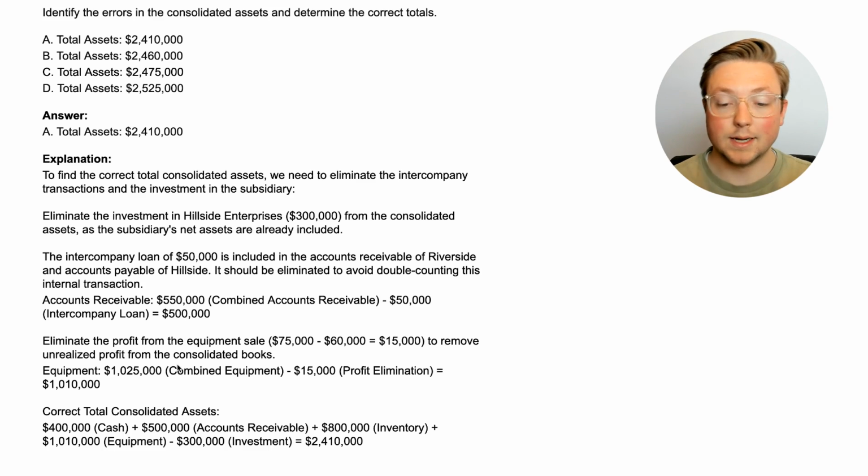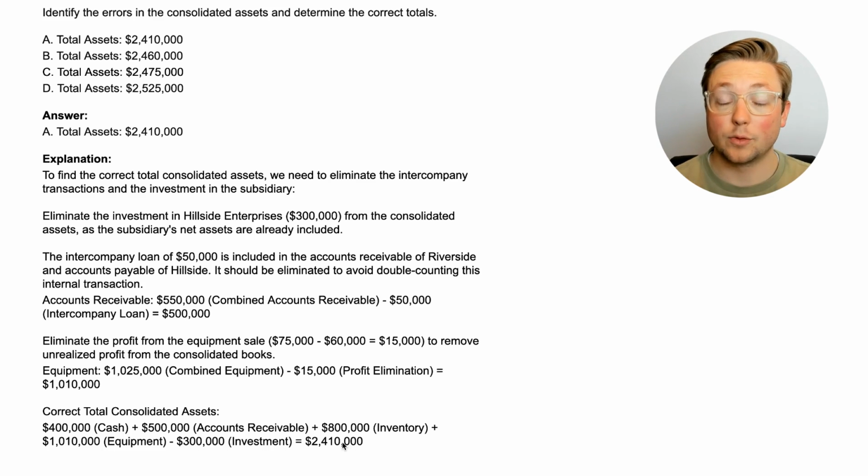So you are eliminating that $15,000 gain so that it just shows as the original $60,000. So you add that all together, $400,000, $500,000, $800,000, $1,010,000, and then you subtract $300,000 of the investment, and that gives you $2,410,000. And if you think about it, that does make sense because originally they were including this investment, so instead of subtracting it, they would have added it.